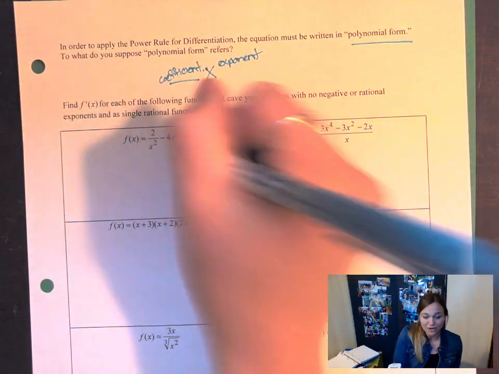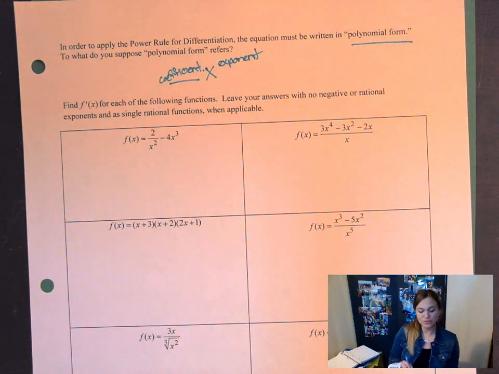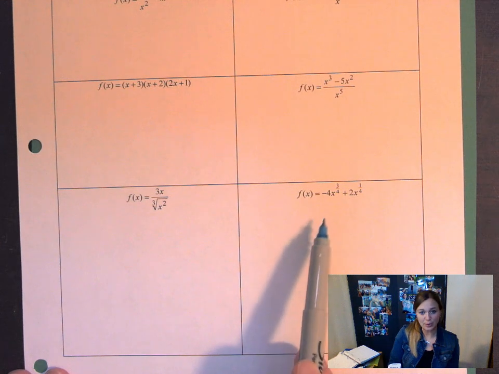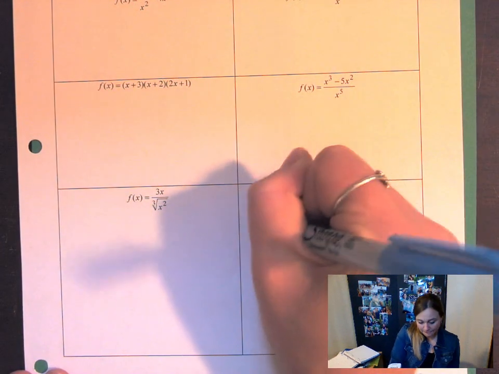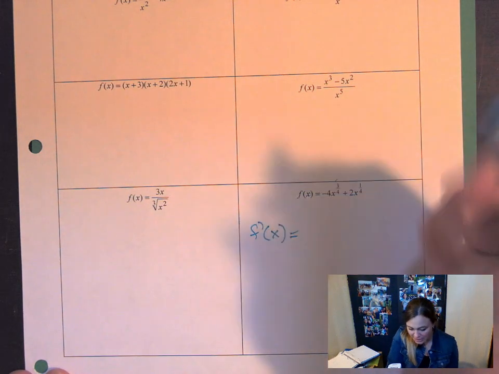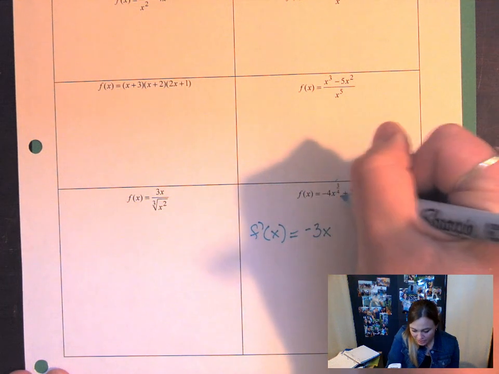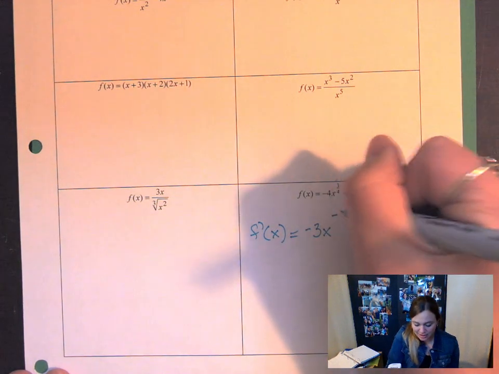So if you look here and you're like, that doesn't look like one. This doesn't look like one. None of these really look like it except for this one, the one on the bottom. I can do this one right away. That's good. I can find f prime of x and say the exponent, so 3/4 times negative 4 would be negative 3. Subtract 1 from the exponent, that would be negative 1/4.